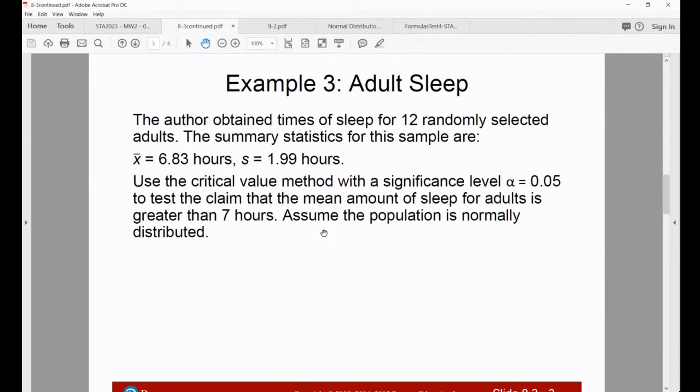Assume the population is normally distributed. This sentence will be there every time that the sample size is not greater than 30. If the sample size is greater than 30, then we don't need this assumption.